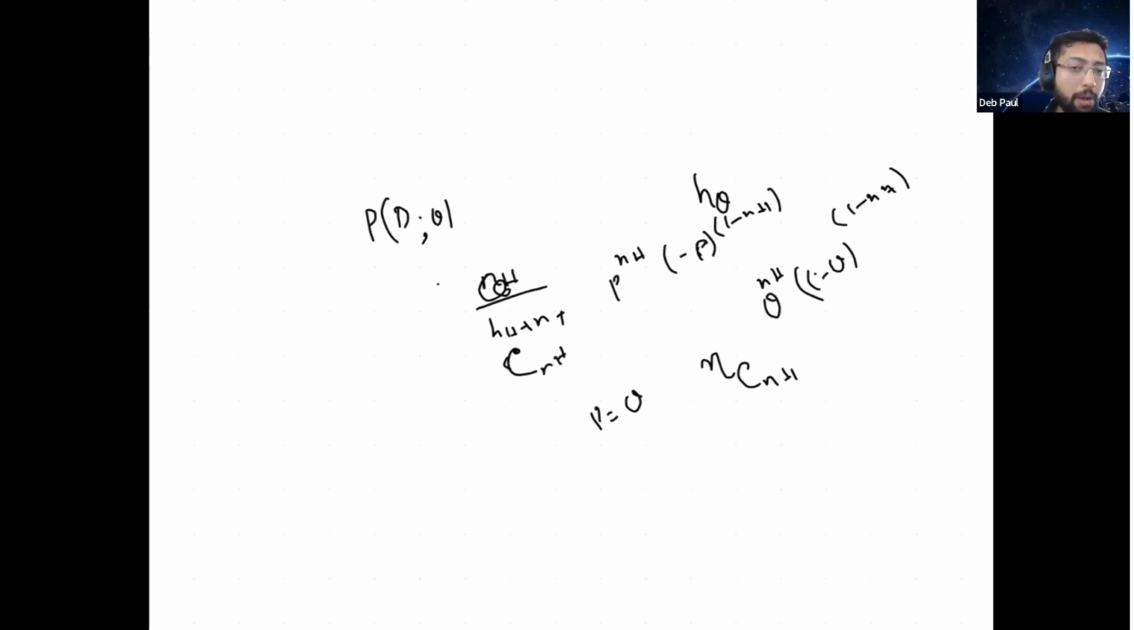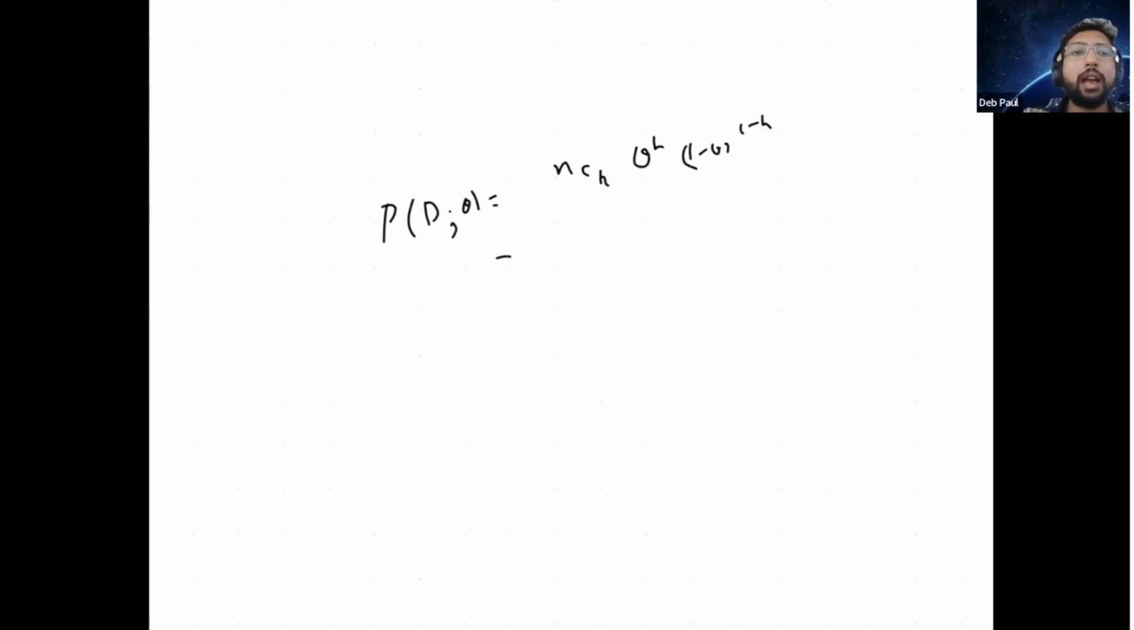Sorry, yeah. So it's a probability mass function, not a density, because it's a discrete one. But then once you get this, what I can say is that I have the probability of D parameterized by theta, which is nothing but n choose h, theta to the power h, 1 minus theta to the power 1 minus h, right? And now I have multiple points.